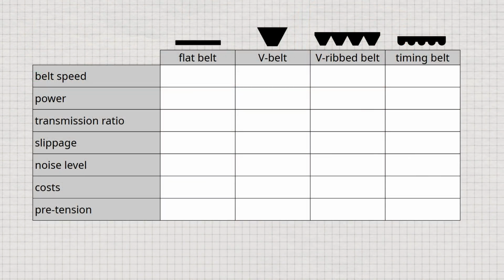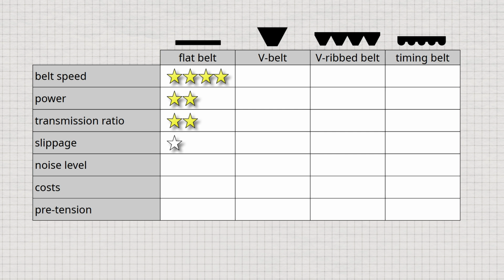Finally, let's summarize the typical properties of the most important belt types once again. Flat belts are characterized by very high belt speeds of up to 100 meters per second. However, the power that can be transmitted is not very high. The transmission ratio is in the range of maximum 15. A major disadvantage of flat belts is the very high slip, which leads to speed and power losses.